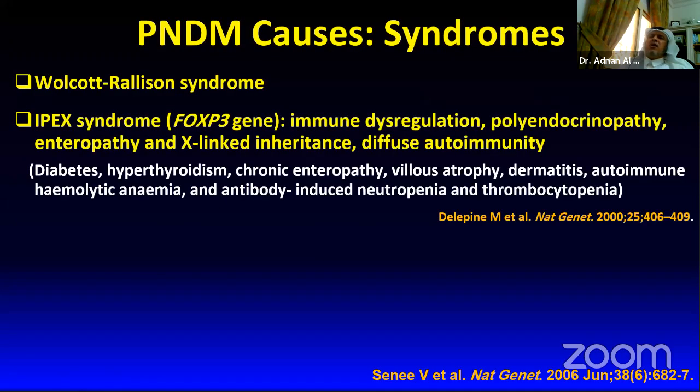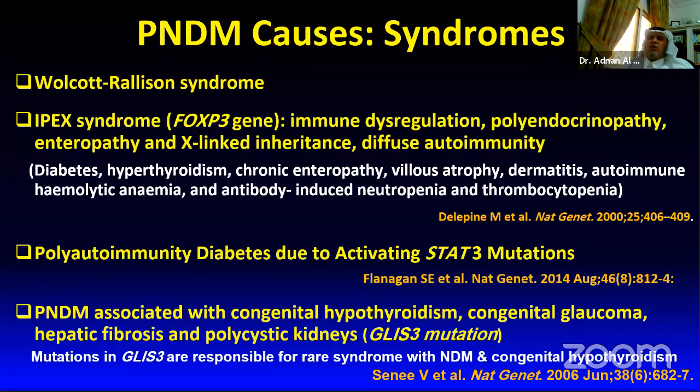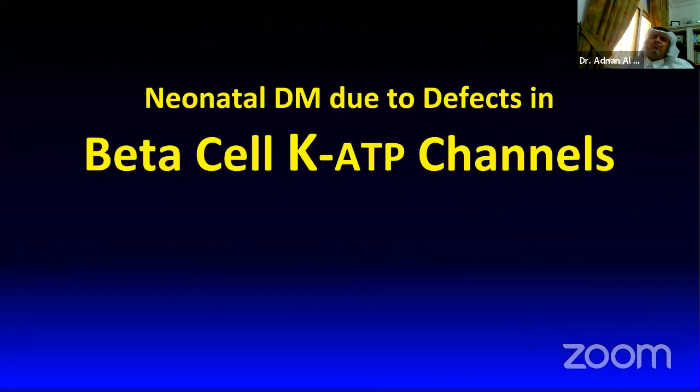It's actually IPEX, one of the syndromes, due to the FOXP3 gene mutation. They have really severe polyendocrinopathy, autoimmune process, and enteropathy. They present with diarrhea, and those patients usually die in the first 5 months of age. Or it could be due to a STAT3 mutation, where they have polyendocrine autoimmunity and diabetes due to an activating mutation of STAT3.